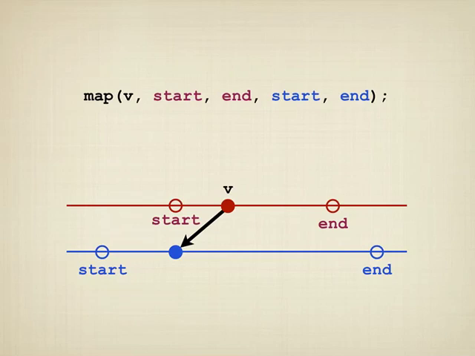So map is really just a little convenience function. It lets you take a value and transform it from one range to another range. Once you get familiar with this idea, it will be as convenient for you to use as addition and subtraction. And in fact, you'll find yourself using it all the time. It really is a terrific little general purpose tool.